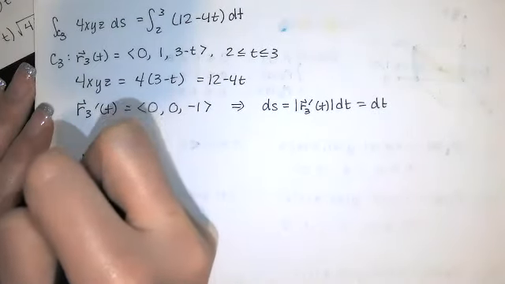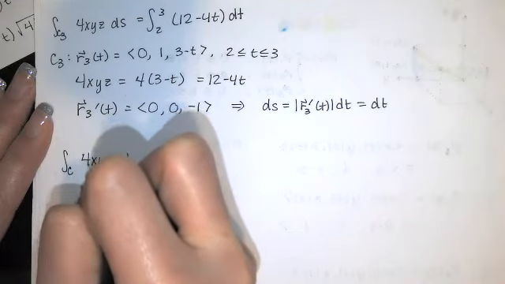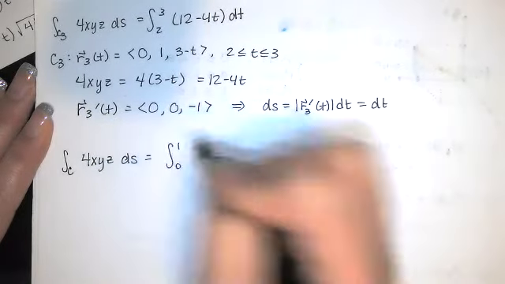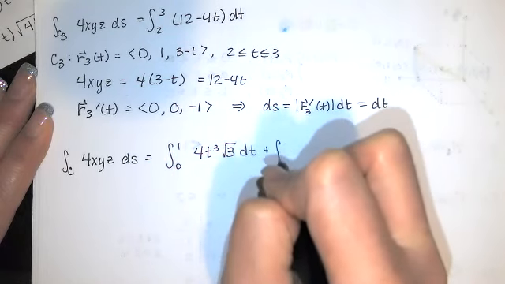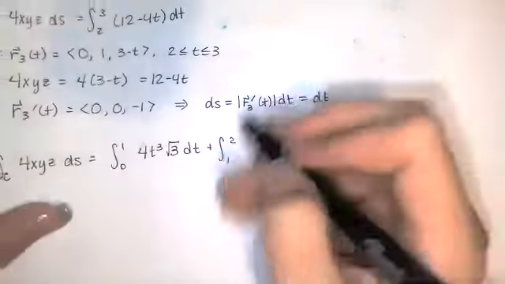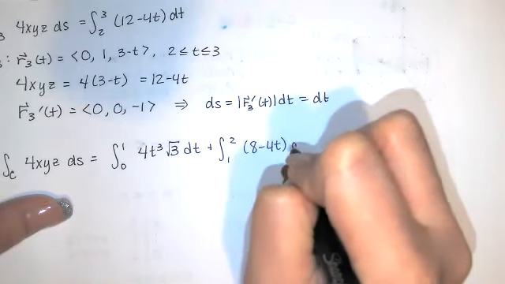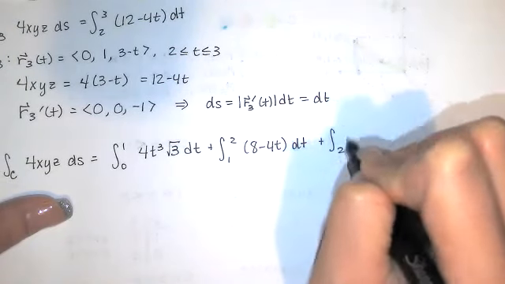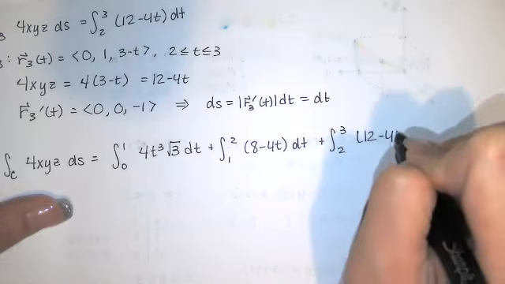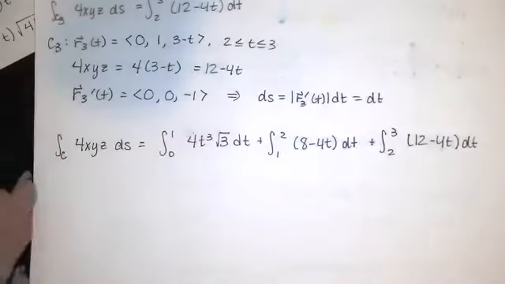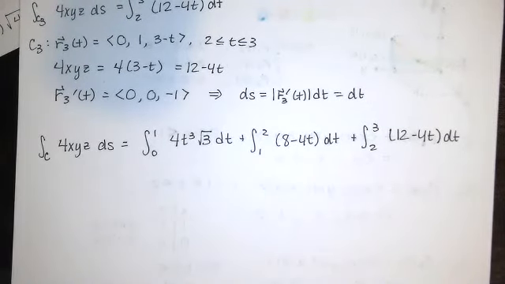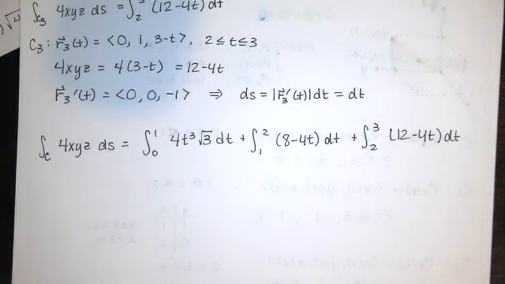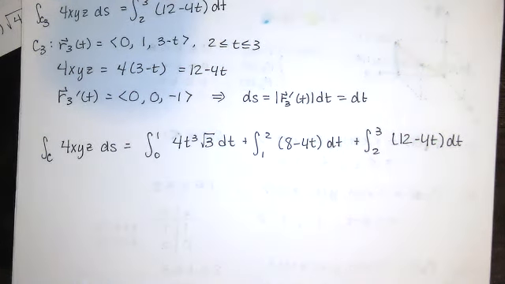So the line integral over C of 4xyz ds is just the sum of these three integrals. And each of these integrals is easy to evaluate. That's just a power rule. We've got our constant multiple rules, and it's very, very simple integration, Calc 1 style. Okay, so that's how we evaluate a line integral.